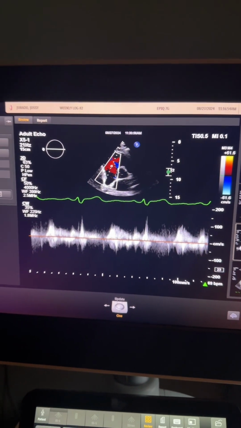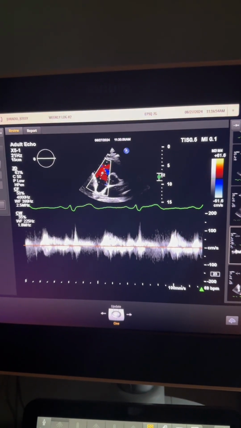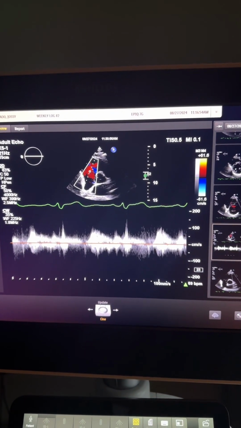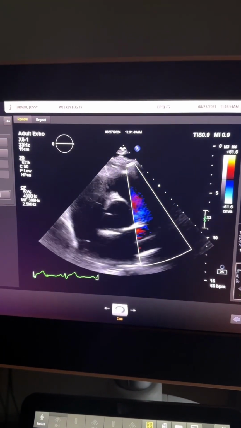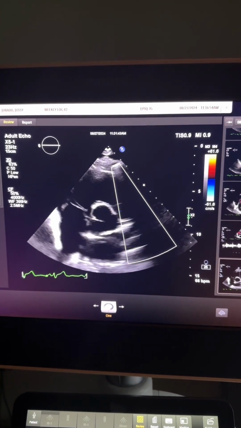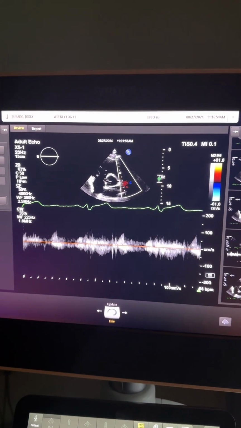I am just now realizing that the RVIT color Doppler without spectral Doppler was not included. However, I did do a pulmonic valve color Doppler with continuous wave.